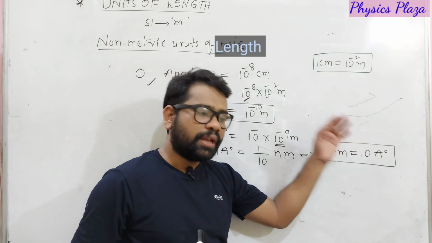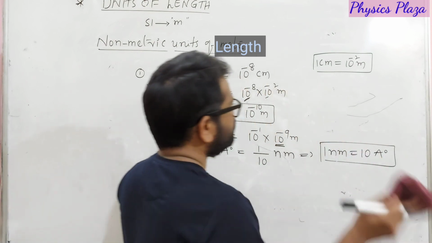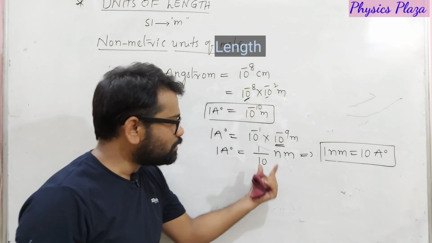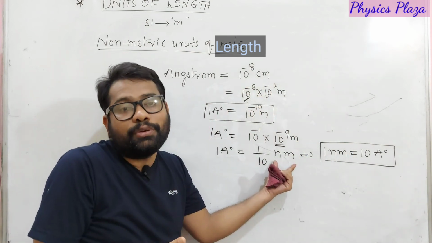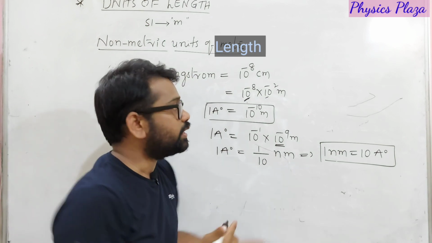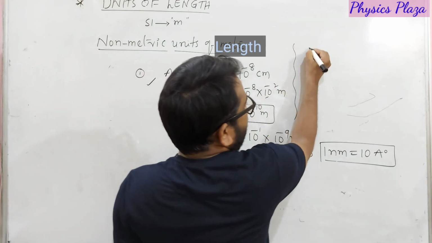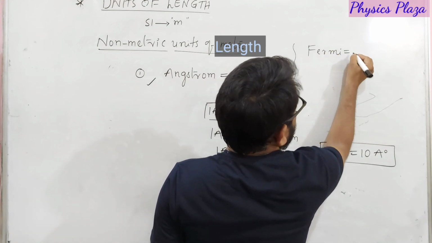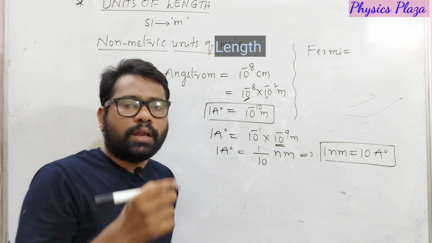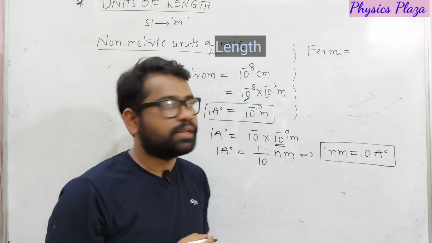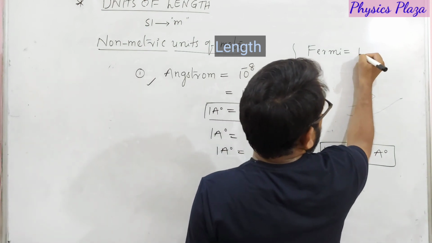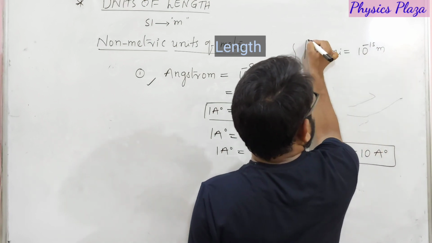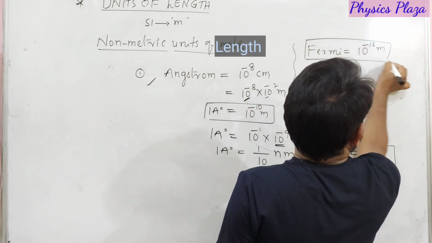It's very important. Dear children, other than angstrom, if you want to measure the radius of the nucleus, this is not enough. It will be a much bigger unit to measure the radius of the nucleus. For that, we will use Fermi. Fermi is a unit usually used to measure the radius of the nucleus. Children, 1 Fermi is equal to 10 to the power of minus 15 meters.